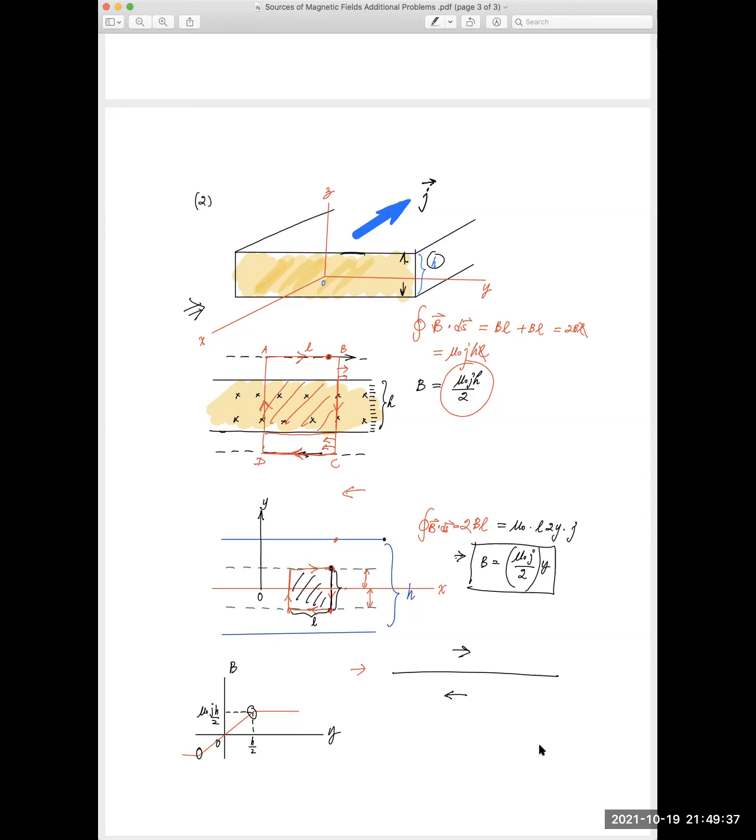All right, so this basically is an exercise on how to apply Ampere's law when you have planar symmetry, and that applies when this plane has finite thickness.